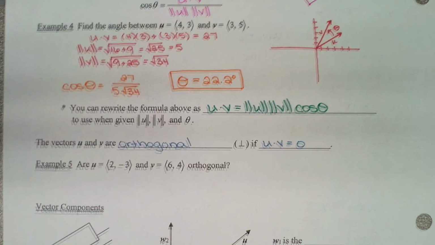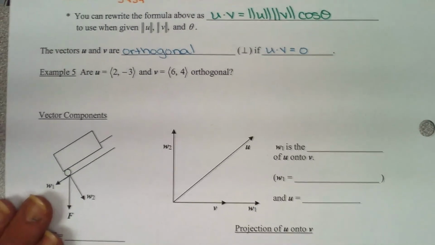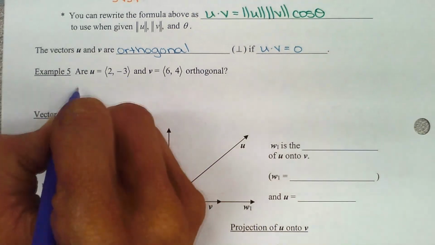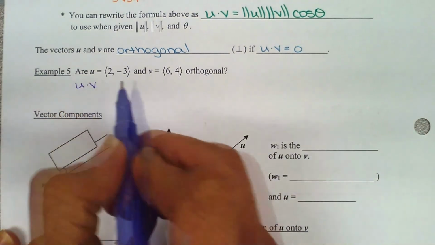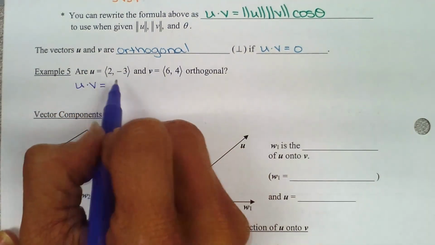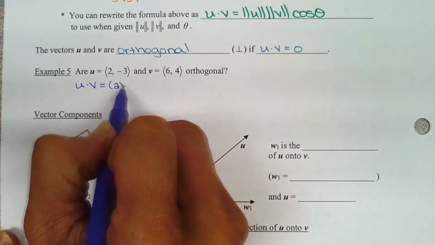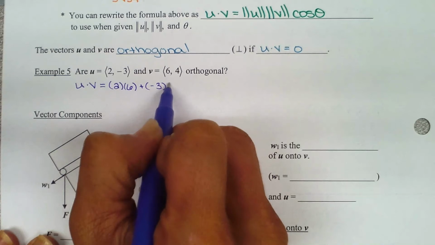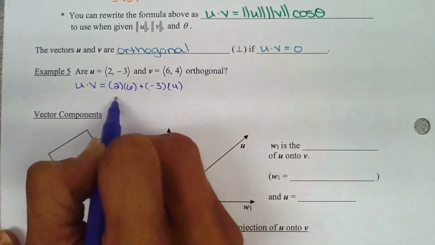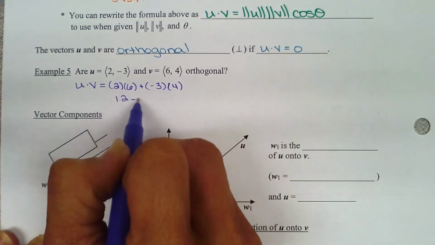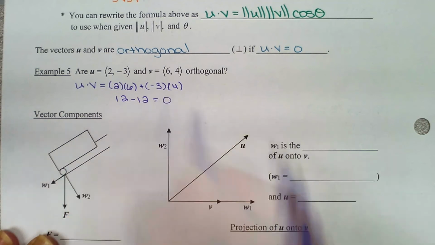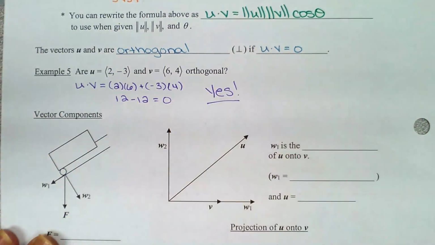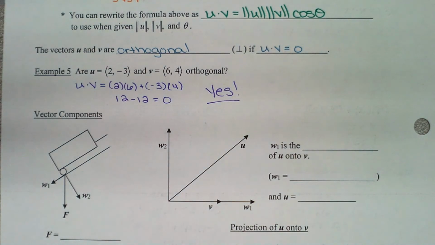All right, so for example 5, we're going to answer whether or not these guys are orthogonal. So in order to test it, we have to find the dot product. And we are just testing to see, does the dot product equal 0 or not? So x times x is 2 times 6, plus y times y is negative 3 times 4. 2 times 6 is 12. Negative 3 times 4 is a negative 12. Those make 0, which means then that yes, those two vectors actually are orthogonal or perpendicular.